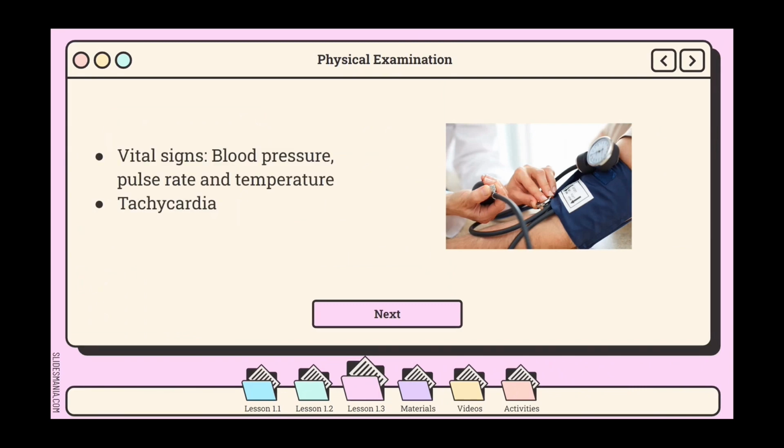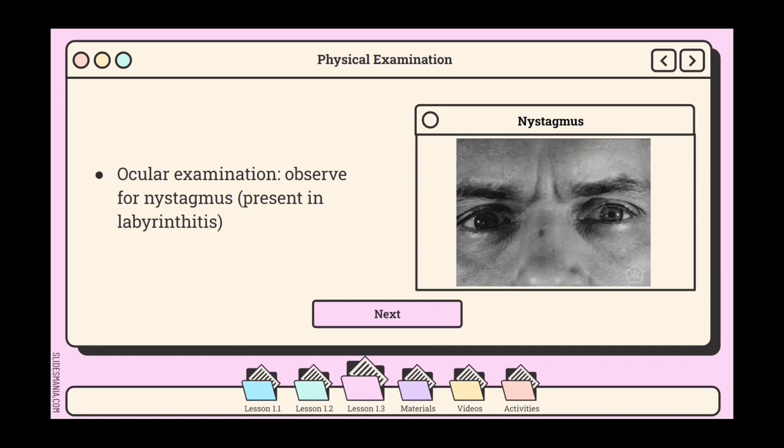For the physical examination, we start with checking the vital signs such as blood pressure, pulse rate, and temperature, especially tachycardia, which is common in acute labyrinthitis. Ocular examination is done to observe for nystagmus, which is usually present in labyrinthitis.